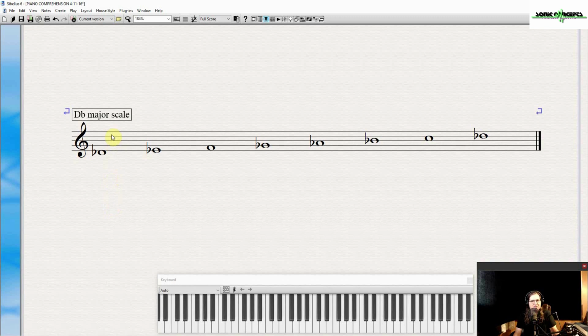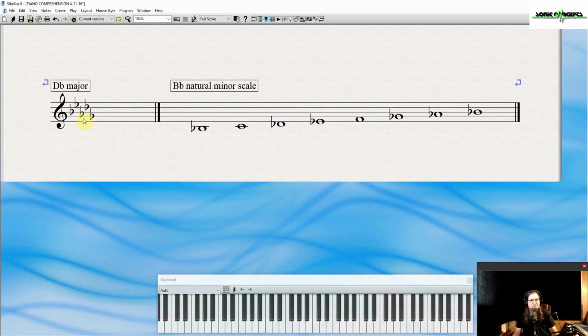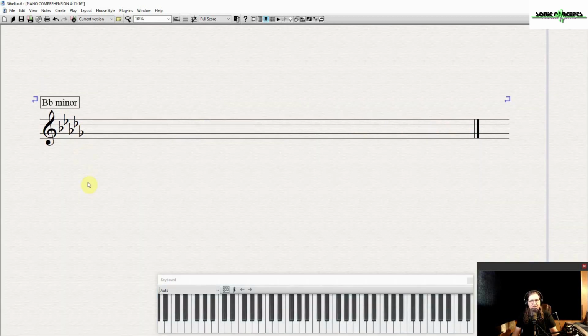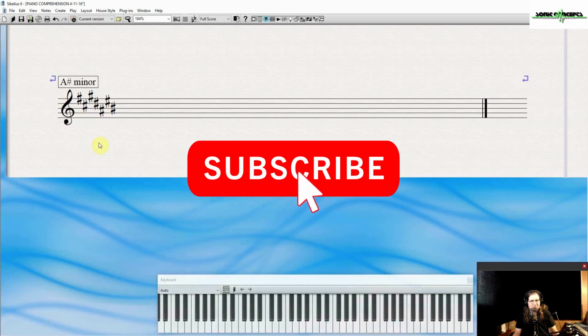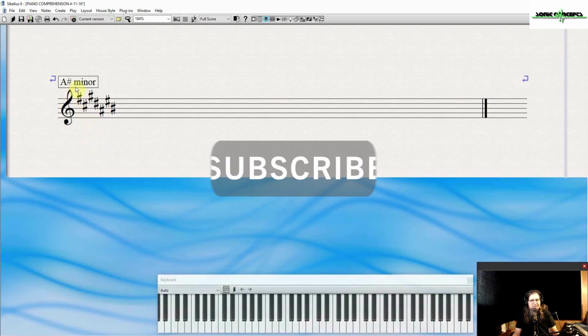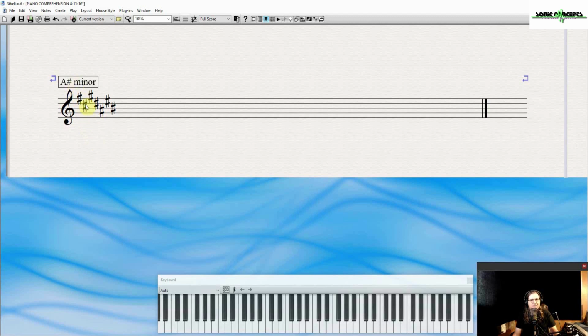Here's the D-flat major scale, and here's the D-flat major key signature. Now let's look at the B-flat natural minor scale. Notice that this scale contains all of the same accidentals as the D-flat major scale. Therefore, the B-flat minor key signature contains the exact same accidentals as the D-flat major key signature, which is 5 flats. If we were to look at the A-sharp natural minor scale, which is enharmonically the same as the B-flat natural minor scale, we would find 7 sharps. The 7 sharps from the A-sharp natural minor scale would create the A-sharp minor key signature, which has 7 sharps.